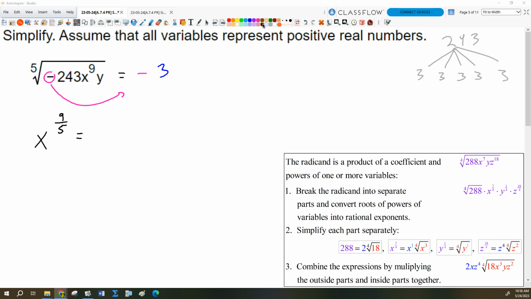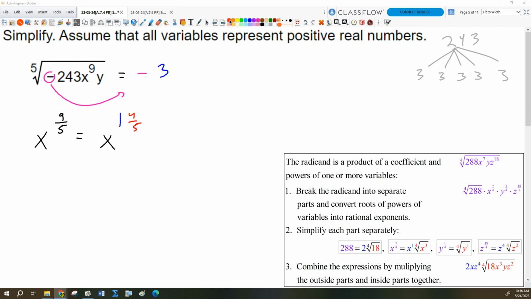Okay, we're getting a little off topic here, though. Let's finish this up first. So, would everybody agree then that the x part of this is going to be a 9/5 power? Right? Because we got an x to the 9th, and that 5th root makes it a 5 on the bottom of the fraction. So x to the 9/5 as a mixed number becomes what? There you go. X to the 1 and 4/5.